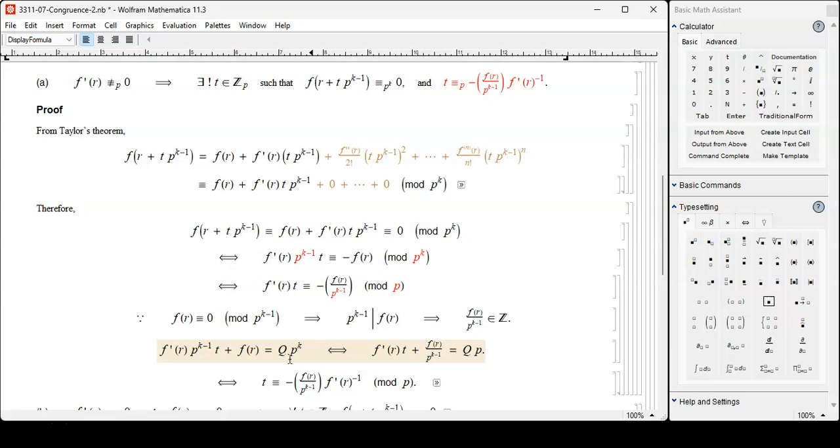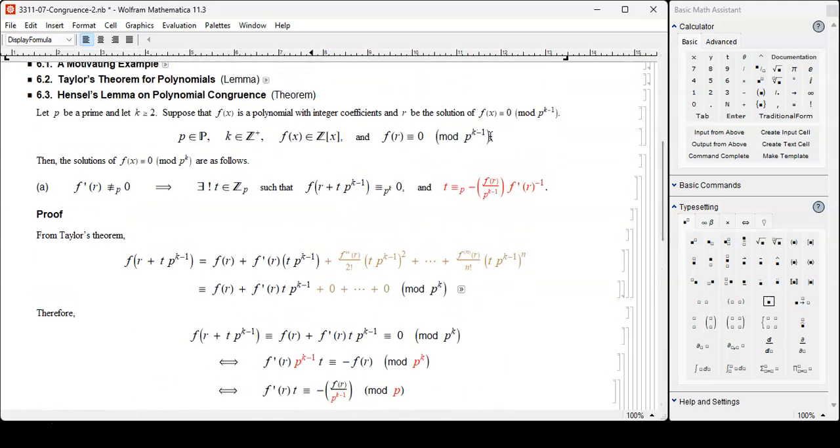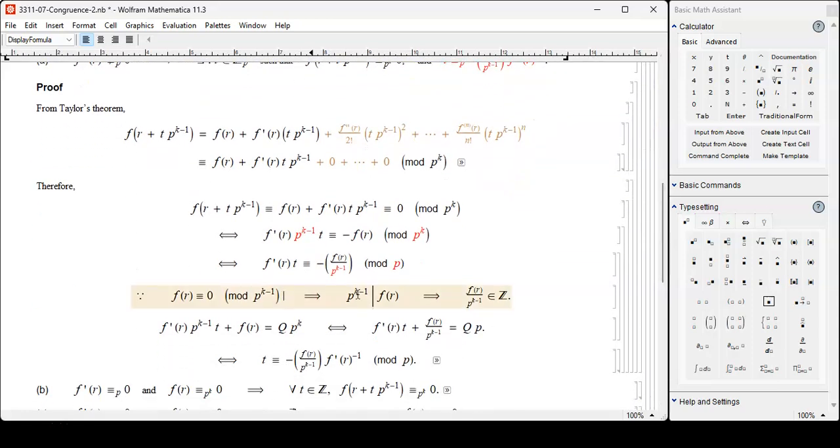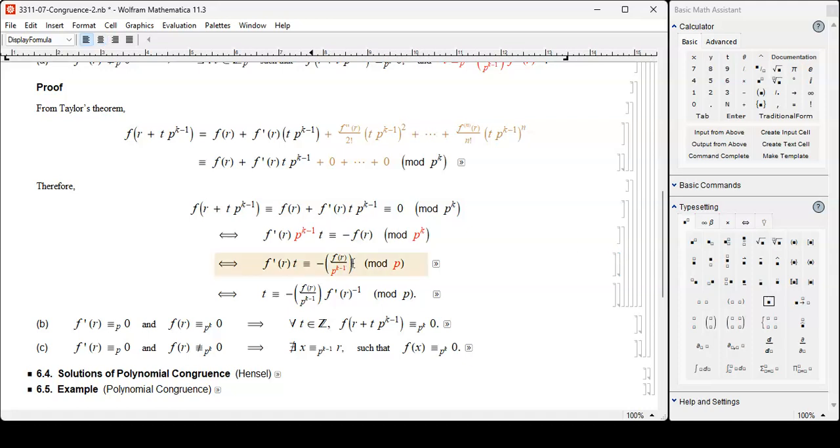And also, going all the way back to the original condition here, which I just highlighted in green, f of r is congruent to 0 modulo p to the k minus 1 power. So p to the k minus 1 power divides f of r. So f of r over p to the k minus 1 power is a certain integer. So here we have this thing plus this integer is q times p. So that thing and the negative of that integer are congruent modulo p. It's tricky, but it works out.